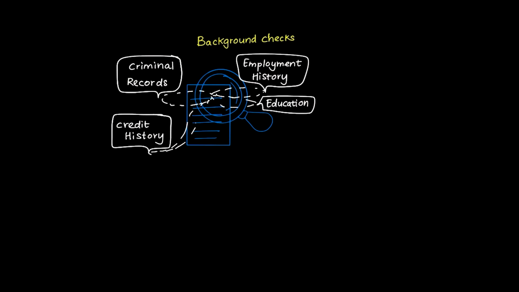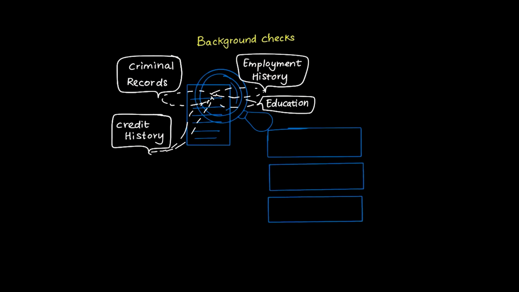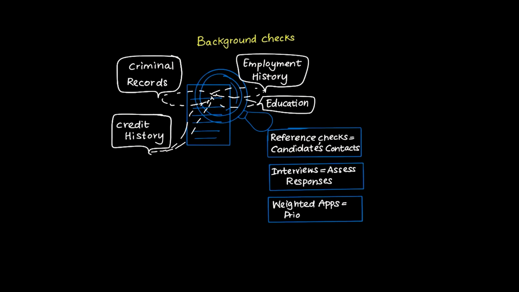Reference checks only contact people the candidate provides. If someone's hiding something, their references won't tell you. Structured interviews assess responses, not verify facts. Weighted application blanks prioritize certain information, but don't independently confirm it. Background checks are the verification tool.